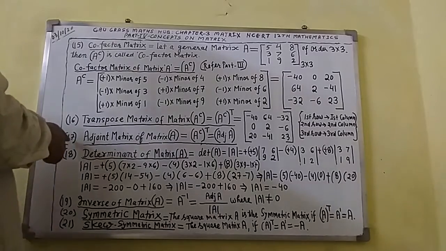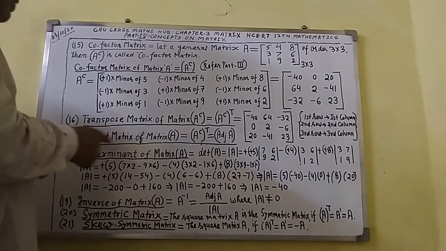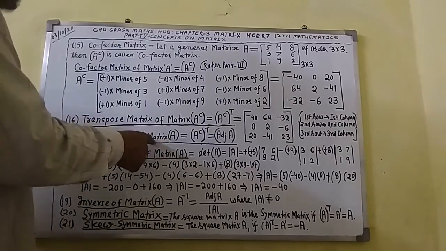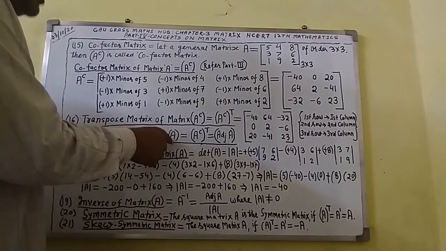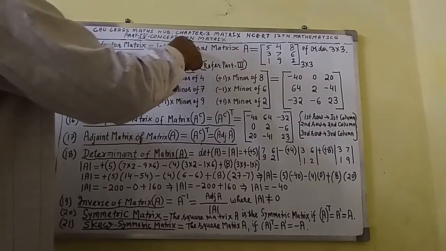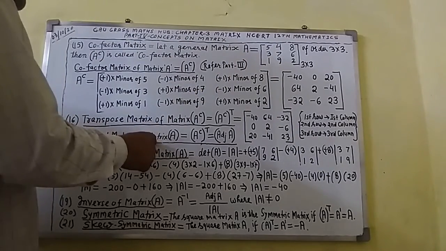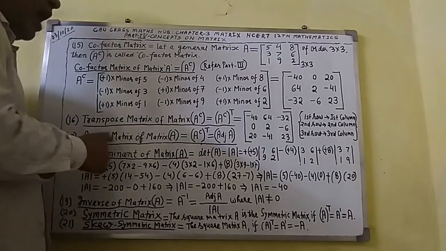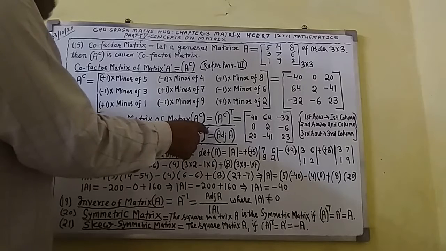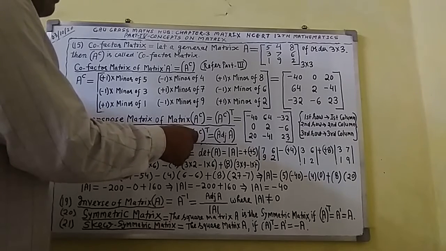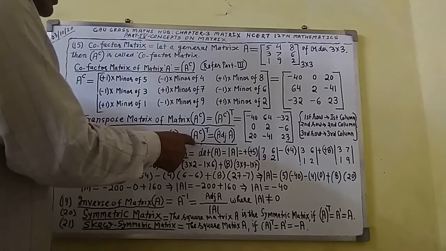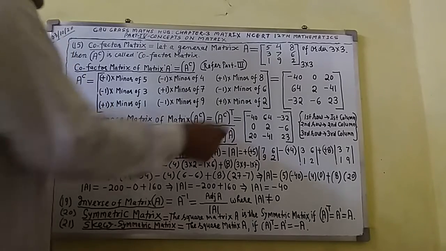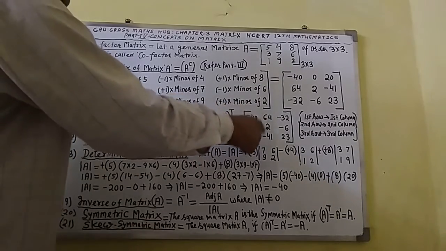Now come out to point number 17, the adjoint matrix of matrix A. Here you can see the general matrix A. The adjoint matrix of A will be equal to the transpose of the cofactor matrix, written like this, equal to the adjoint matrix of capital A. It comes out to this complete value.